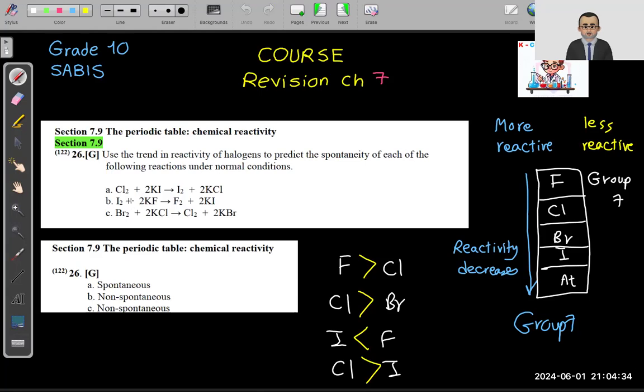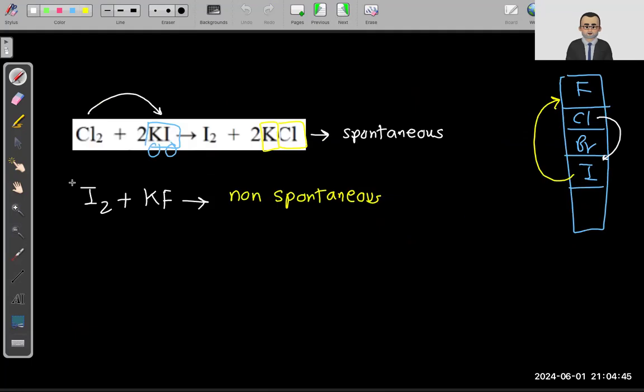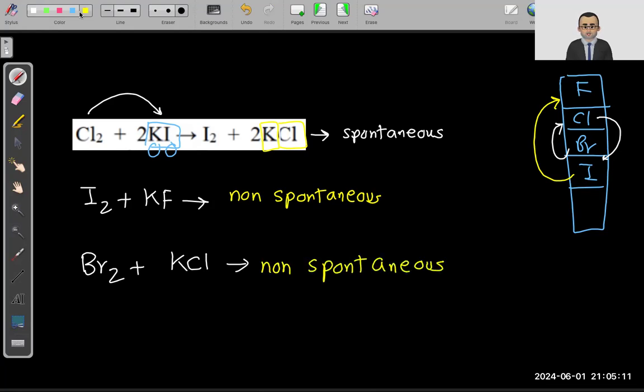Mister, he has made the reaction here. The F2 is kicked out. No, he said here that it is non-spontaneous. It's not going to happen. So bromine plus KCl. What happened? Bromine plus KCl. The Br is more reactive or the Cl? Again, the Br is less reactive than the Cl. So again, it's not going to happen. Non-spontaneous reaction again.